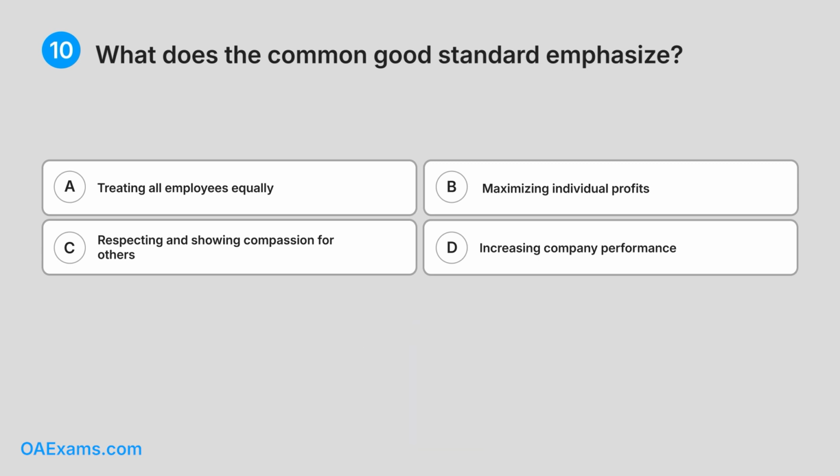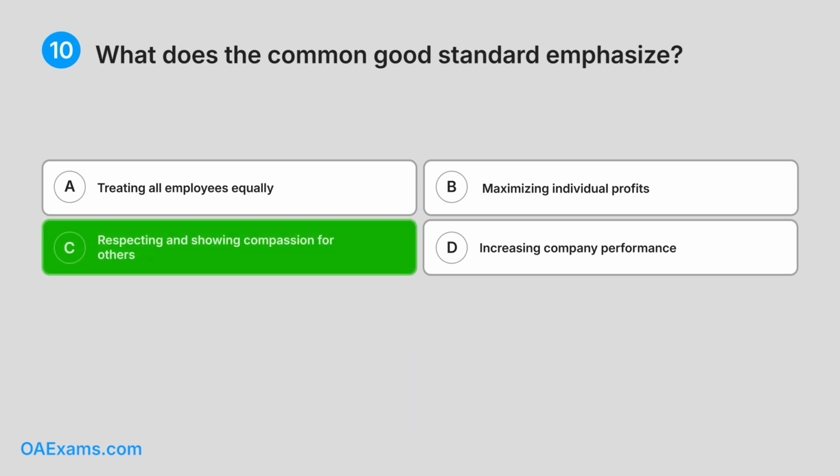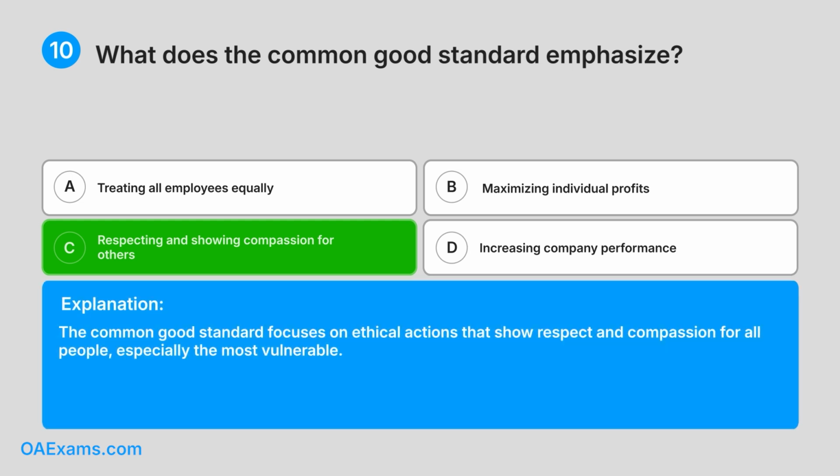Correct answer. C. Respecting and showing compassion for others. Explanation. The common good standard focuses on ethical actions that show respect and compassion for all people, especially the most vulnerable.